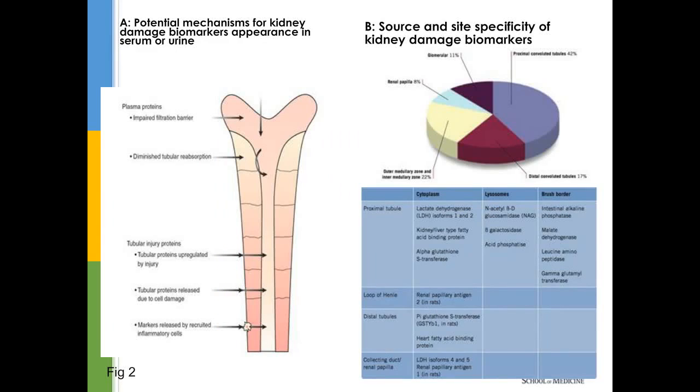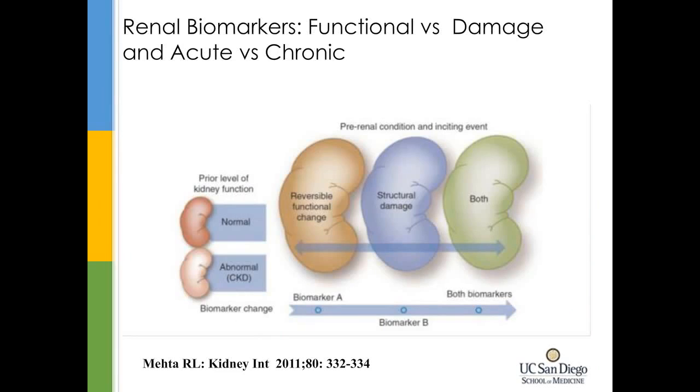Now, we have a variety of different biomarkers which are also site-specific. These site-specific biomarkers can tell you the site of injury and can also help us map the pathways of injury. The difficulty is obviously recognizing how these all interact with each other and the availability of these biomarkers for regular use.